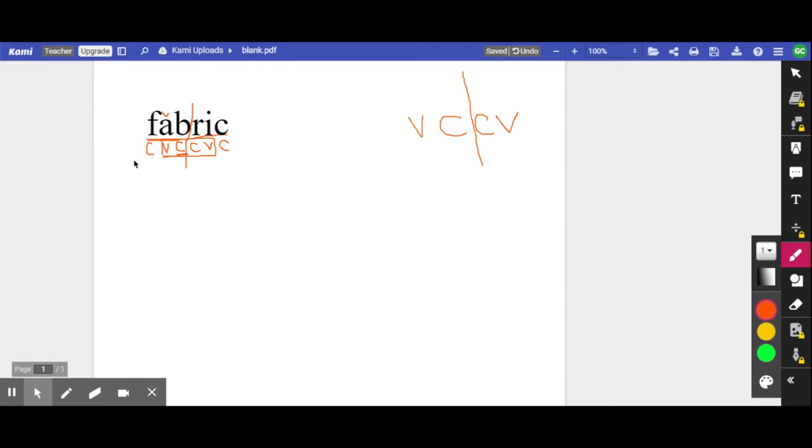And I can move to the second syllable. If I look, this syllable also ends in a consonant. So I know that it's a closed syllable. The vowel in a closed syllable is short. Code it with a breve. I know this short I says i, and I can read this syllable, rick. So now I have both syllables. I have fab and rick for the word fabric.